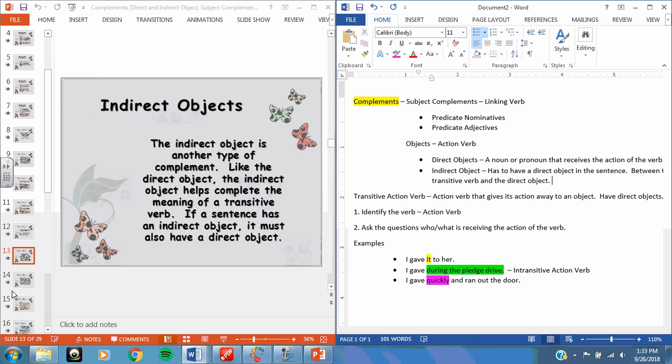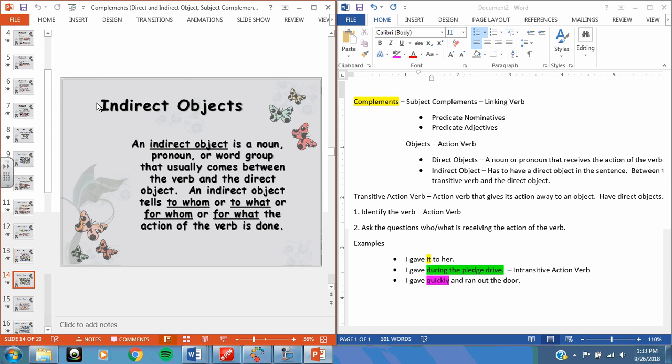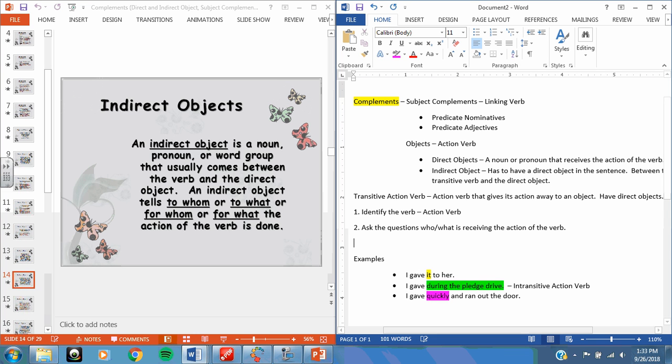So let's take a look at some examples. An indirect object is a noun or pronoun that comes between the verb and the direct object. We already said that. When we're putting it together, it's the third step of finding it. To find indirect objects, you have to ask to or for whom, or to or for what? And those are the questions that you would ask to find an indirect object. After finding a direct object, it would be in your best interest to see if there's an indirect object in the sentence.